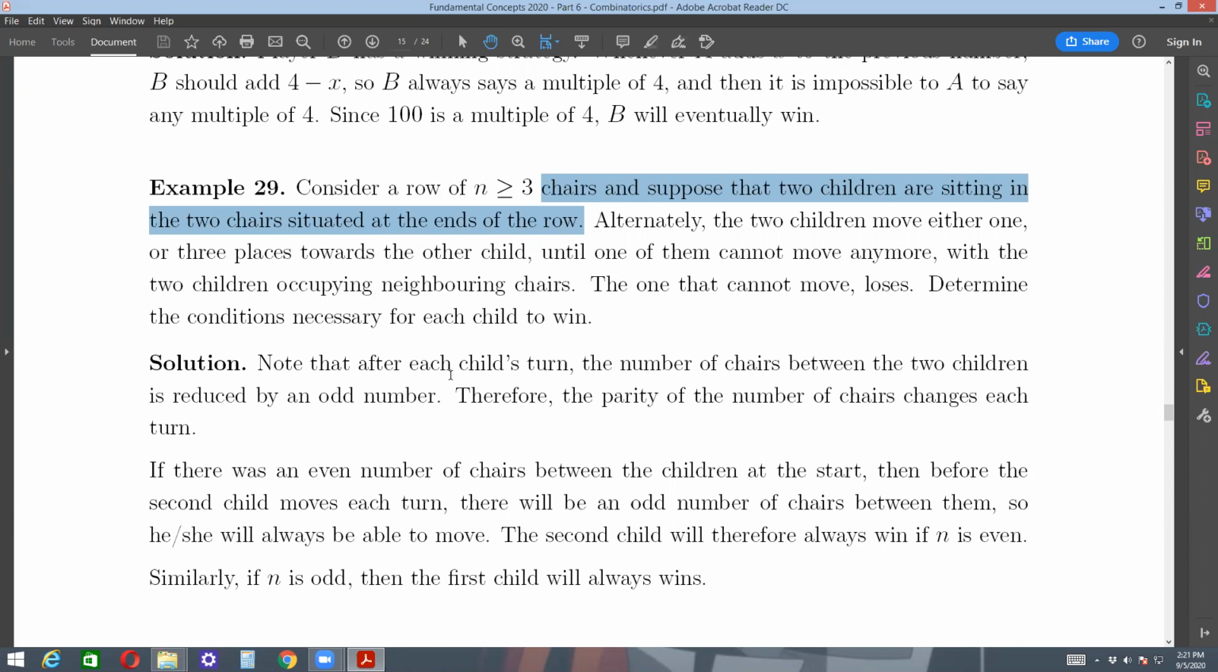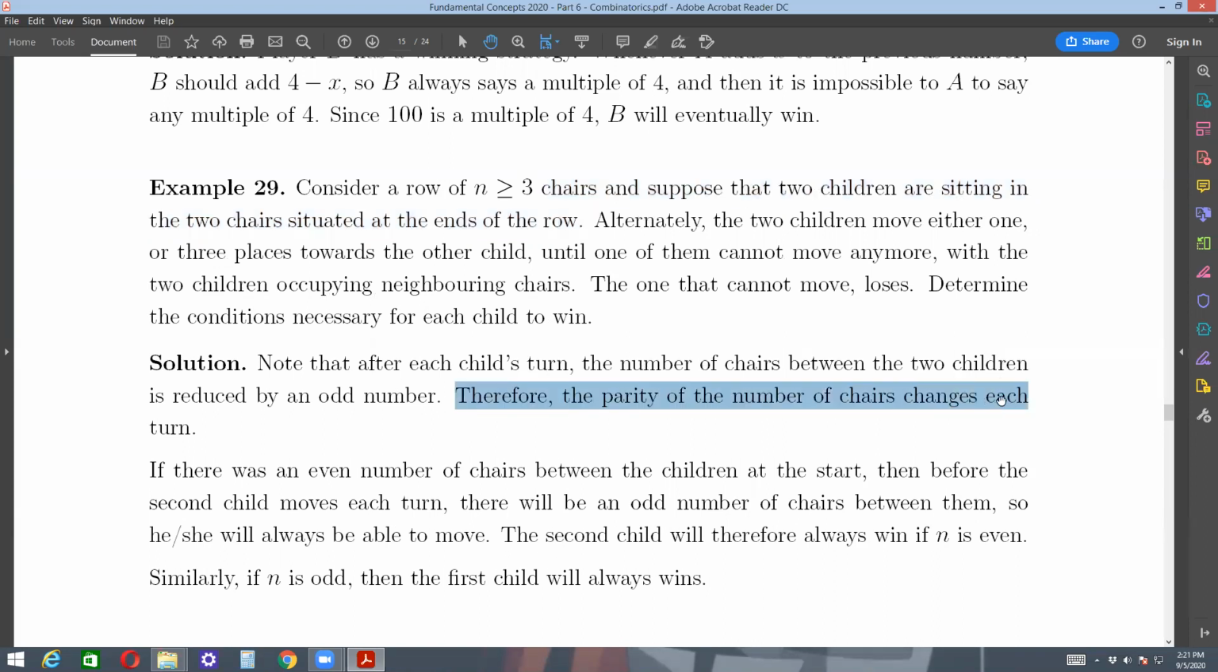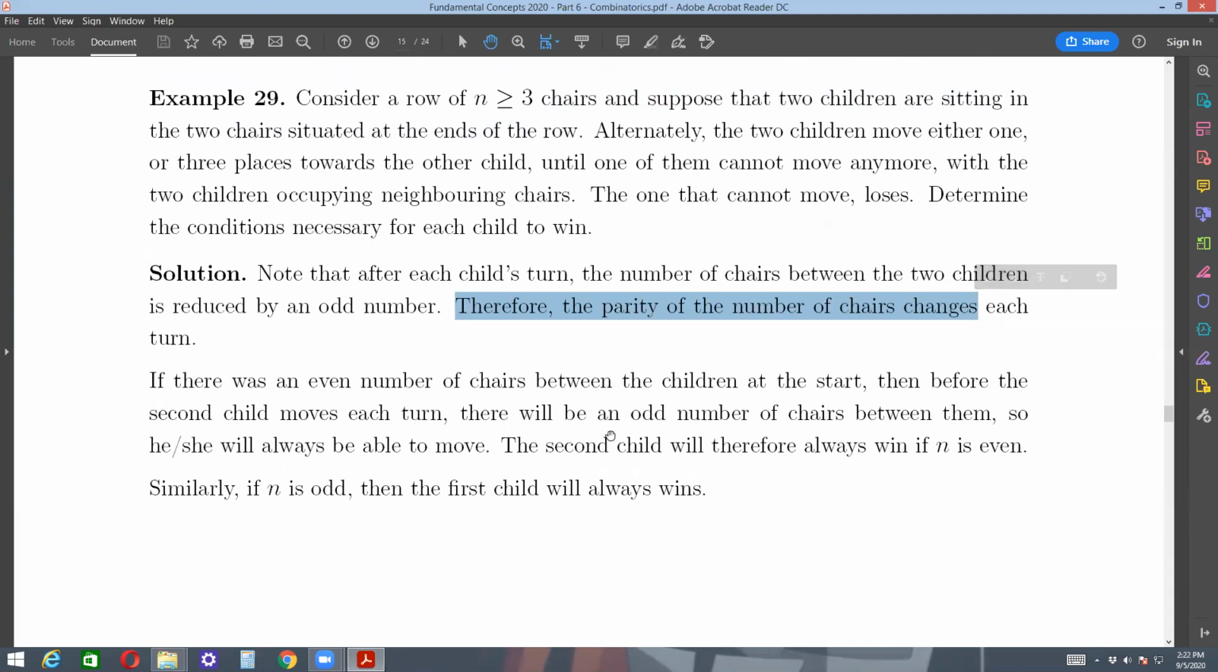Right, so note that after each child's turn, the number of chairs between the two of them is reduced by an odd number, right? Because it's either 1 or 3 spaces they're moving. Therefore, the parity of the number of chairs between them changes each turn, because you're always reducing by an odd number. So before, if it was even, now it will become odd. If it was odd before, now it will become even. So this is a monovariant, right? It always changes the same way.